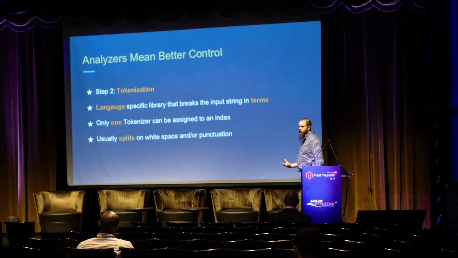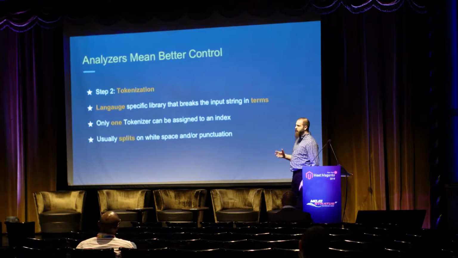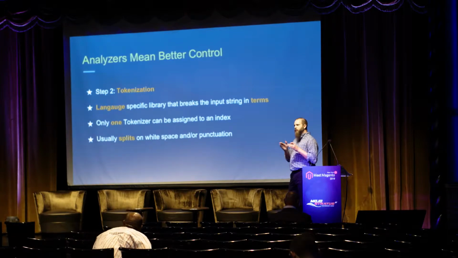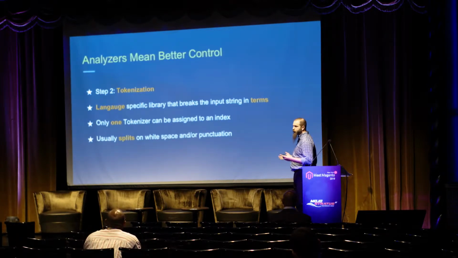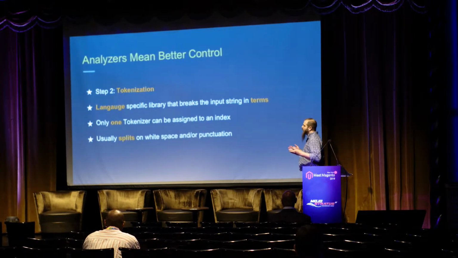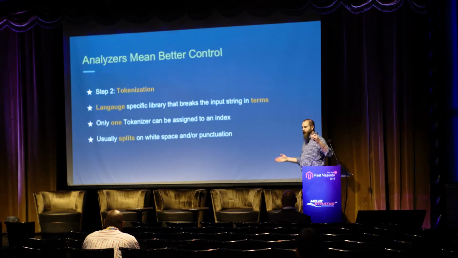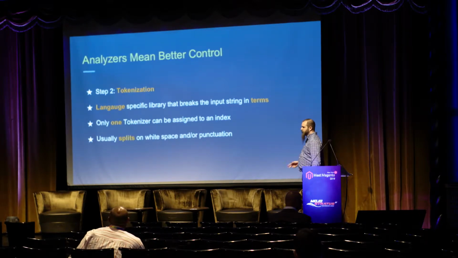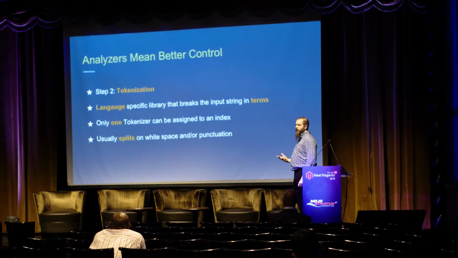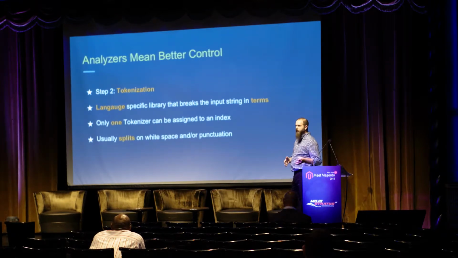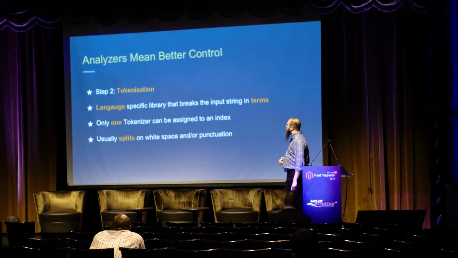Step 2, tokenization. This is the step that breaks the string down into an array of words, or what it considers terms. You only have one tokenizer at this point, whereas with the character filters, you can chain as many as you want together, whatever fits for that field. Same with the third step, but this step, you only have one. This is the main one that is going to break this down and tell you how things are going to get into your inverted index.